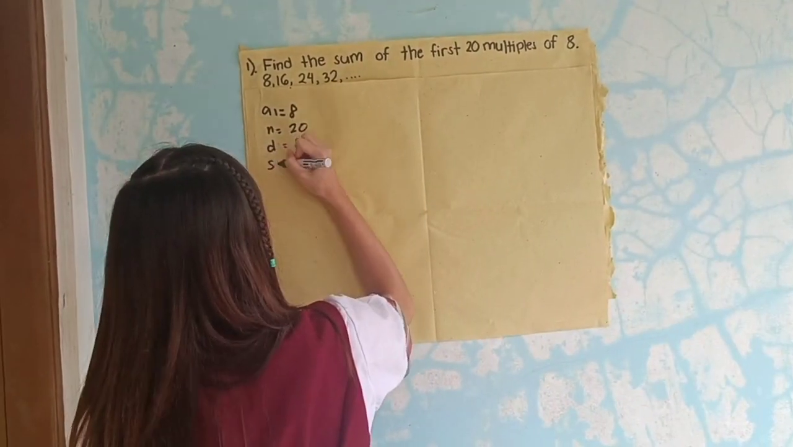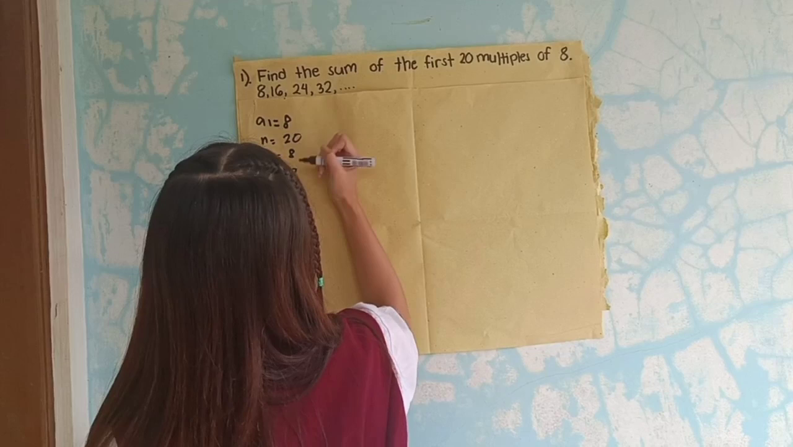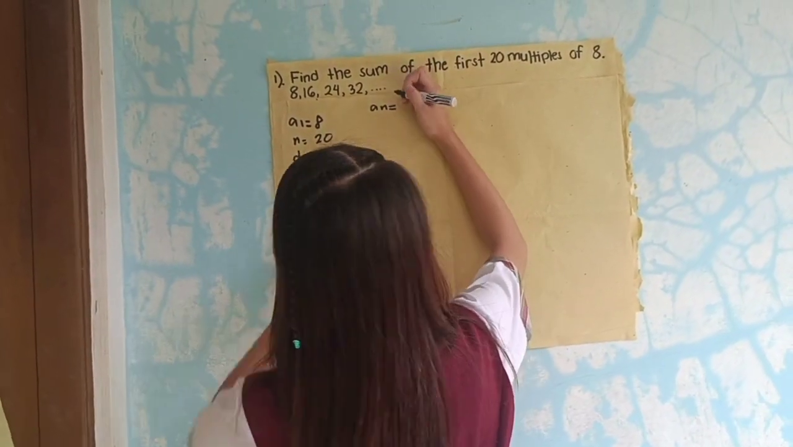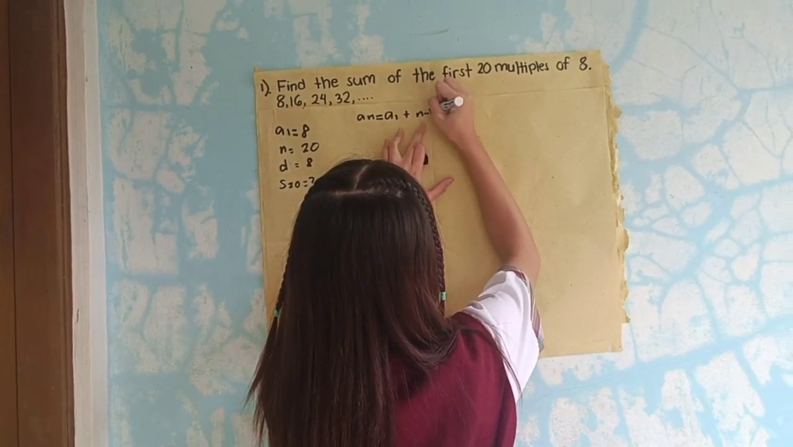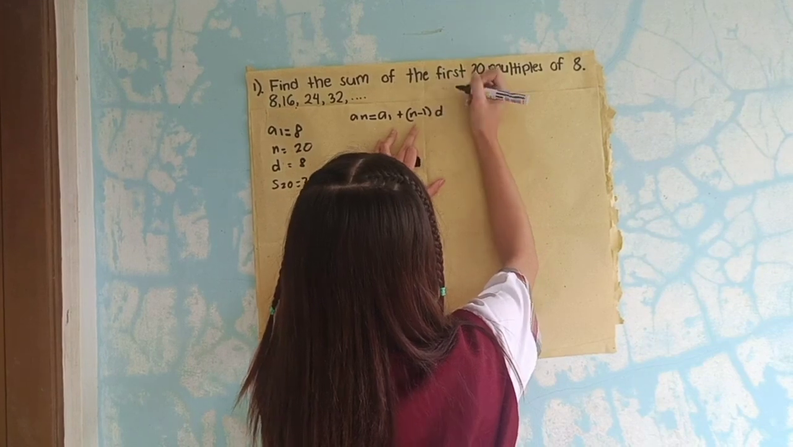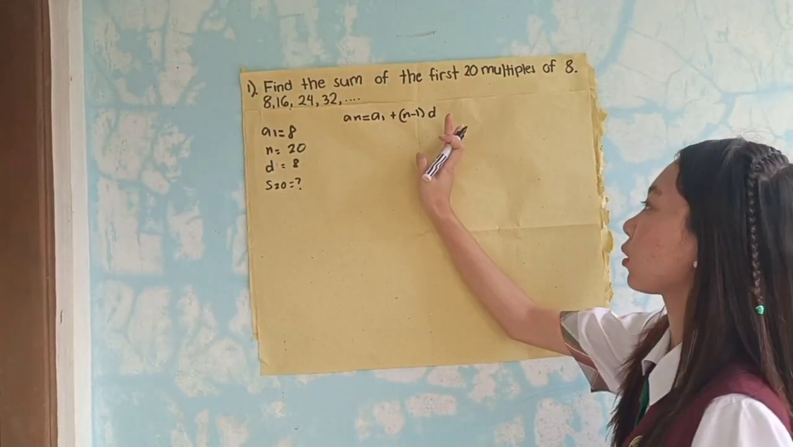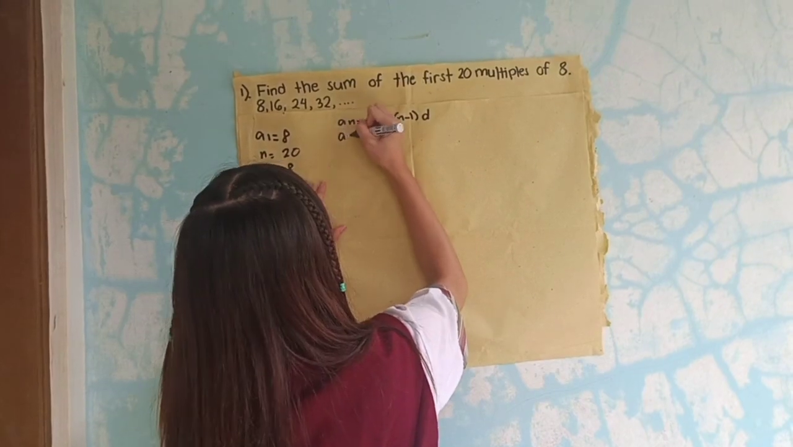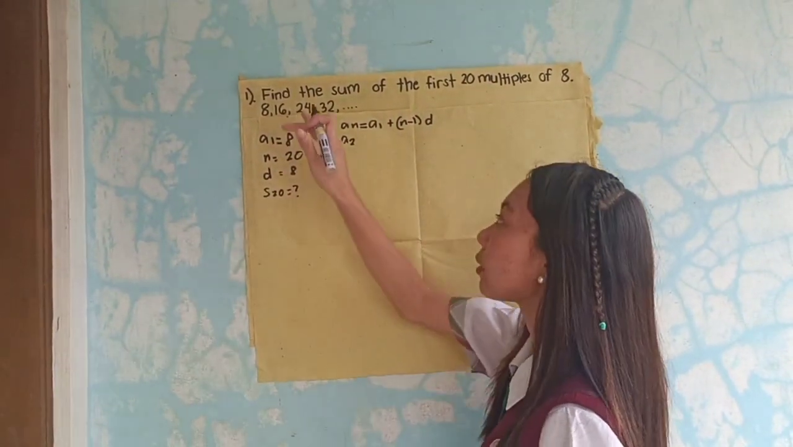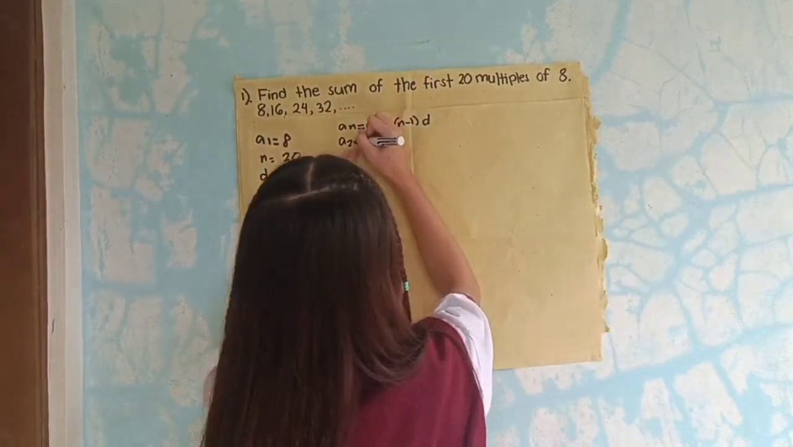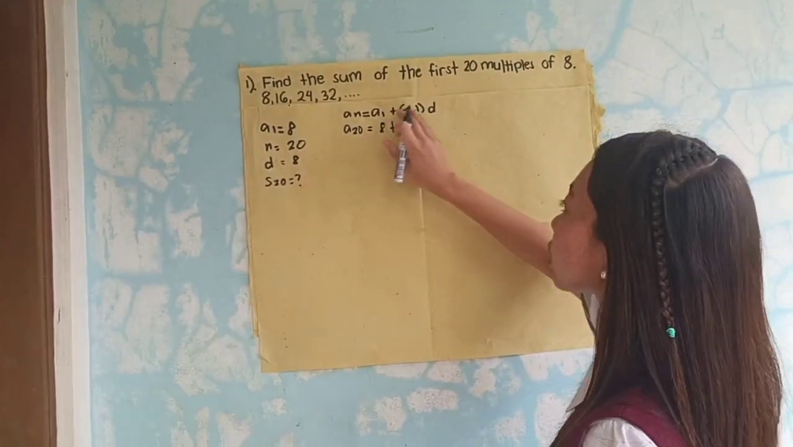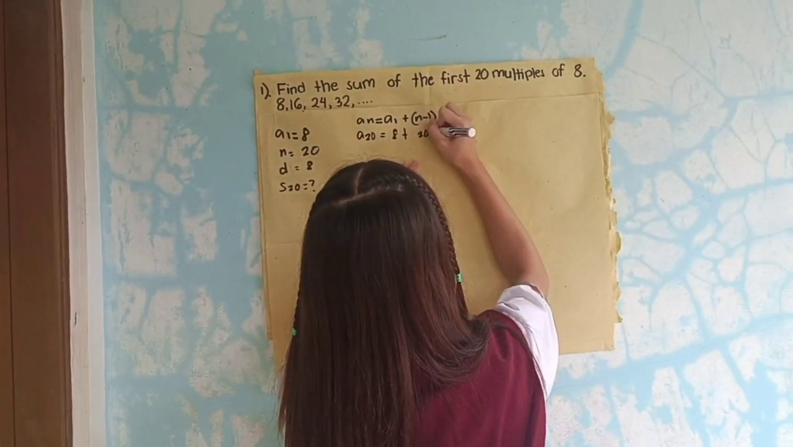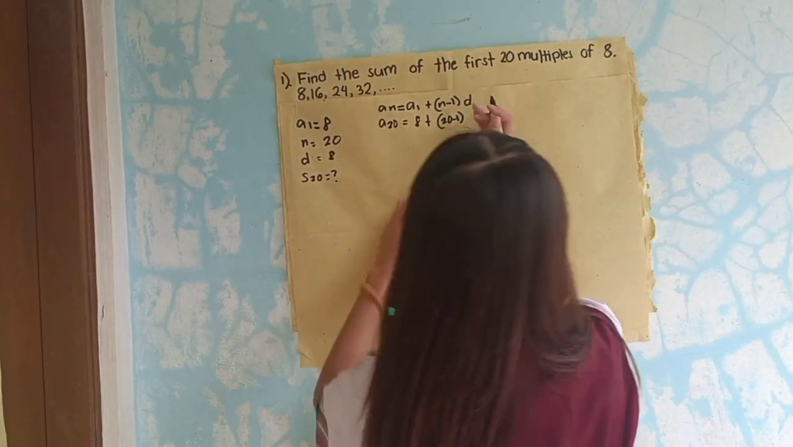Then for a sub 20, a sub n is equal to a sub 1 plus n minus 1 times d. So what we will do here is just substitute. It will be a sub 20 because the value of n is 20. A sub 20 is equal to 8 plus, n is 20, 20 minus 1. Then d is 8.